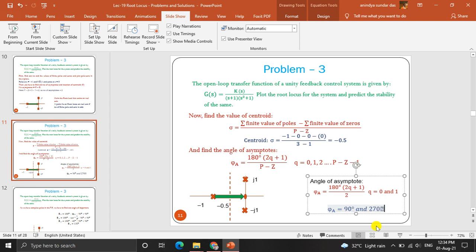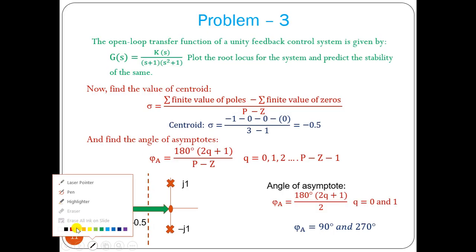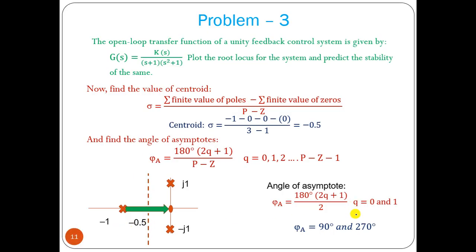Let me just change this to degree. Now what we can observe here is that q is 0 and 1, so if you put q equal to 0 and q equal to 1, we will get a 90-degree angle and a 270-degree angle. Okay, so these two poles should go along this asymptote line to merge with the infinity zero.